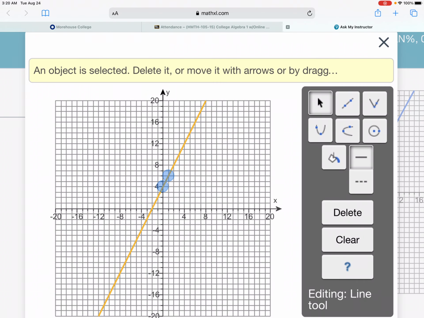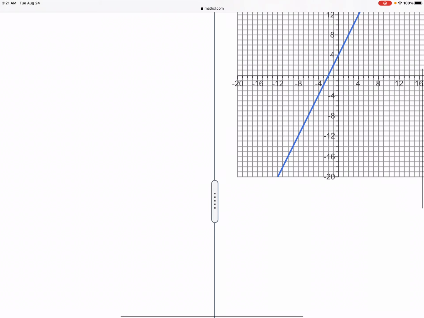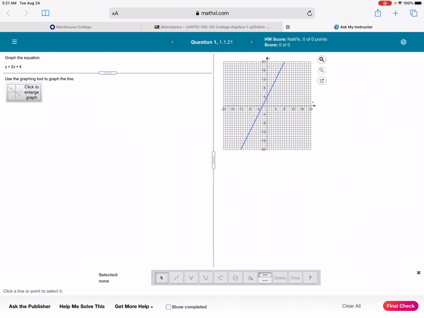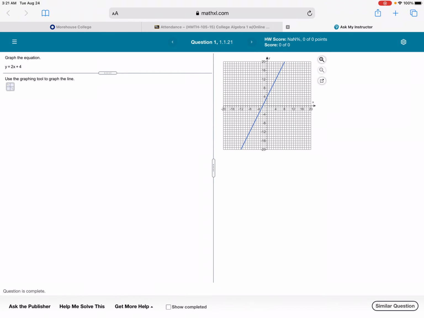So, you can click and drag those points. You just need 2 points on the line. So I did the y-axis at 4, and then I used the slope. I went up 2 and right 1 to get to the second point. I'm going to hit save. Let me see if that'll allow me to do it. Okay. So it is a little bit of a challenge graphing sometimes on Pearson. You just have to kind of keep trying.